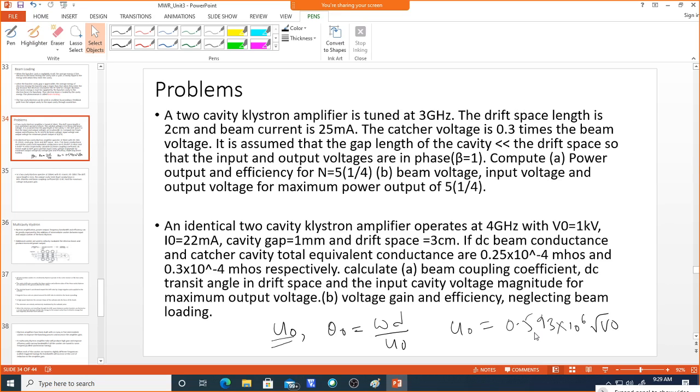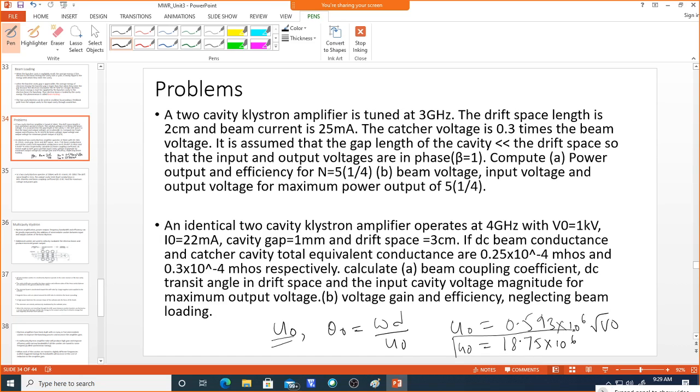So what is u naught? Calculate what is u naught. So substitute 1 kilovolt here, root of 10 power 3, and you will get the value. What is the value? 18.75 into 10 power 6. So this is the DC beam velocity.